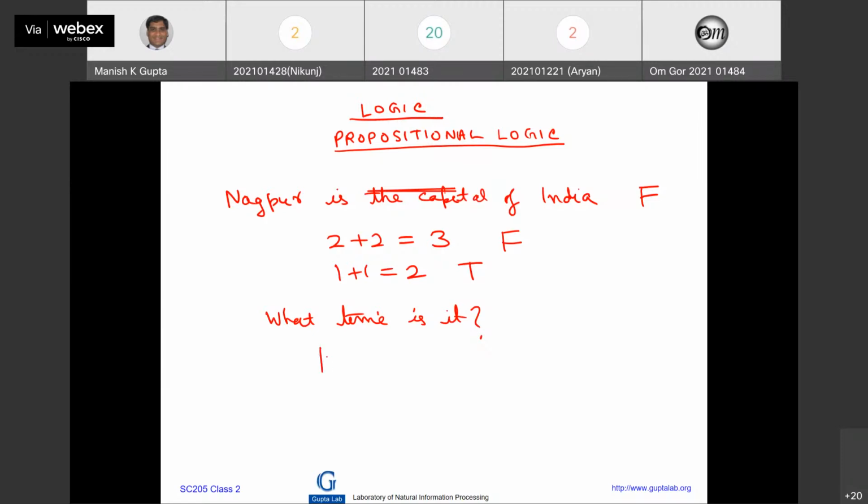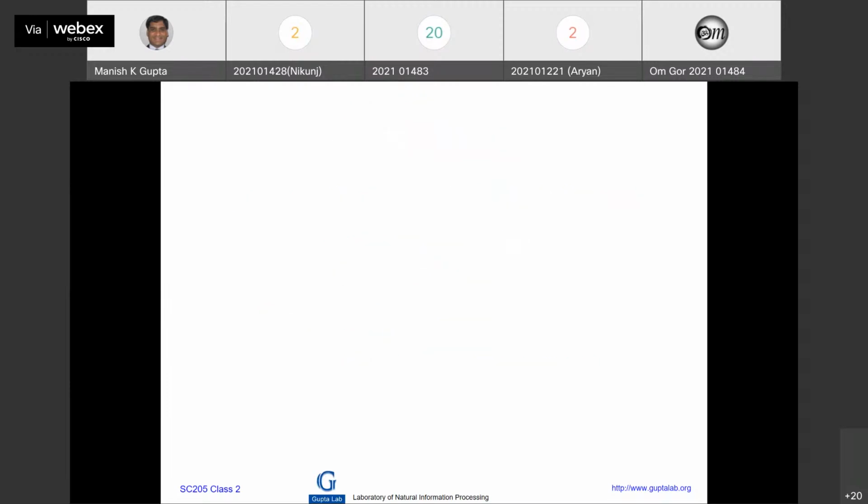So propositional variables, we write them as small letters of the English alphabet, P, Q, R, S, and so on. Okay, like that. And the truth value of a proposition is either true or false. That's how we denote it.